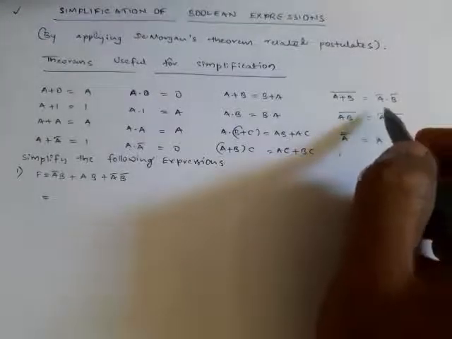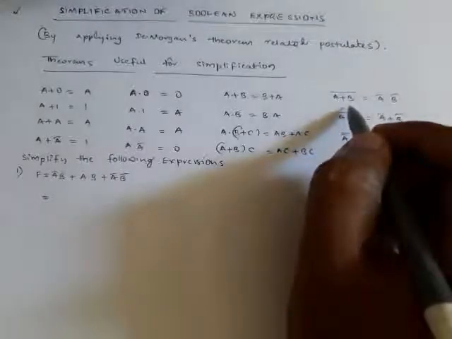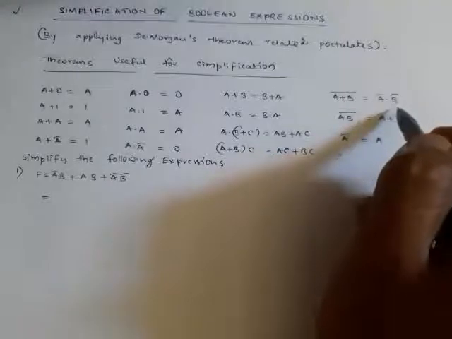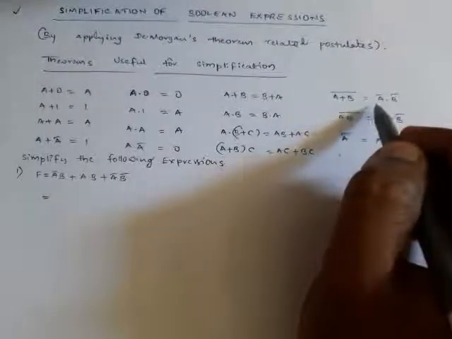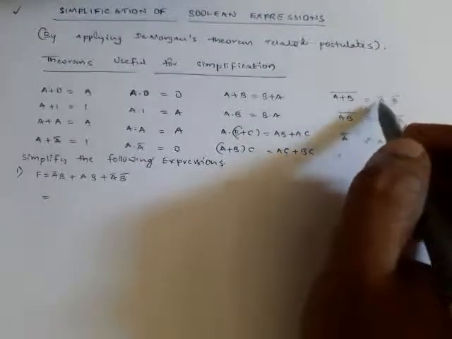So similarly, by De Morgan's theorem that we discussed in the previous lecture, complement of (a plus b) equals a bar dot b bar, that is, the complement of the sum of the variables equals the product of the complements.